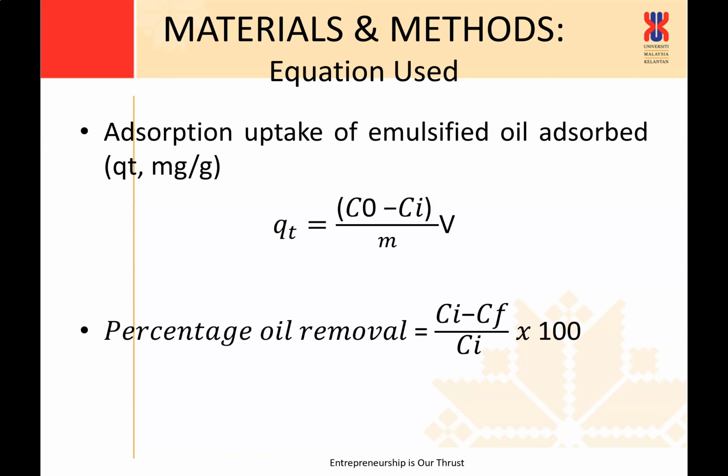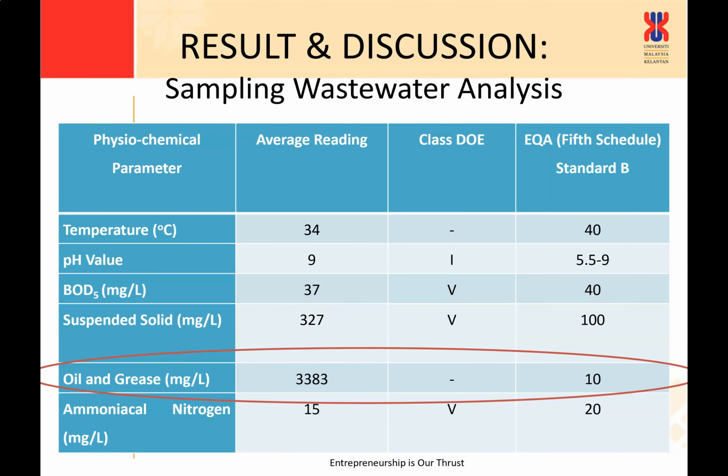To calculate the percentage removal of oil, this is the equation. Percentage removal equals Ci minus Cf divided by Ci times 100. Ci represented the initial concentration of the sample. Cf was the final concentration of the sample.